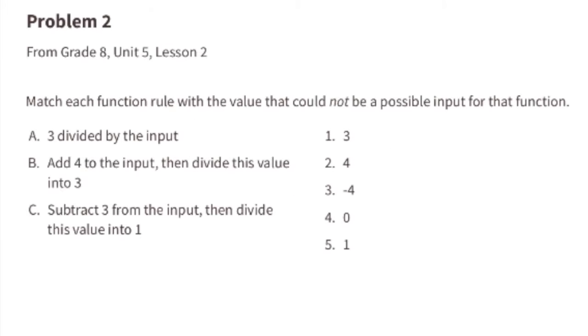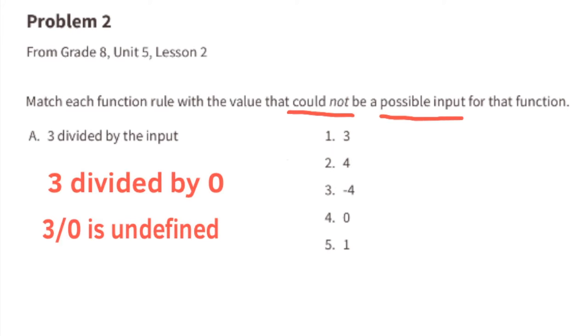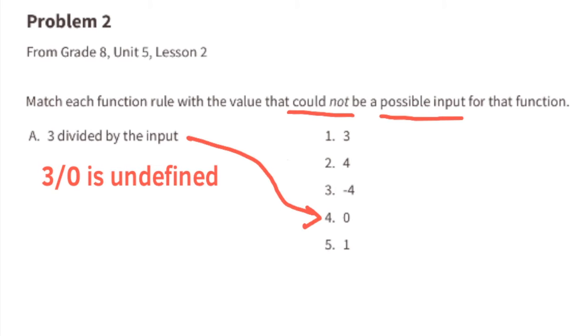Problem number 2 from 8th grade, Unit 5, Lesson 2. Match each function rule with the value that could not be a possible input for that function. Function rule A, 3 divided by the input. 3 divided by 0 is undefined, and that could not be a possible input for that function. So 4, which is the value of 0, matches with A.